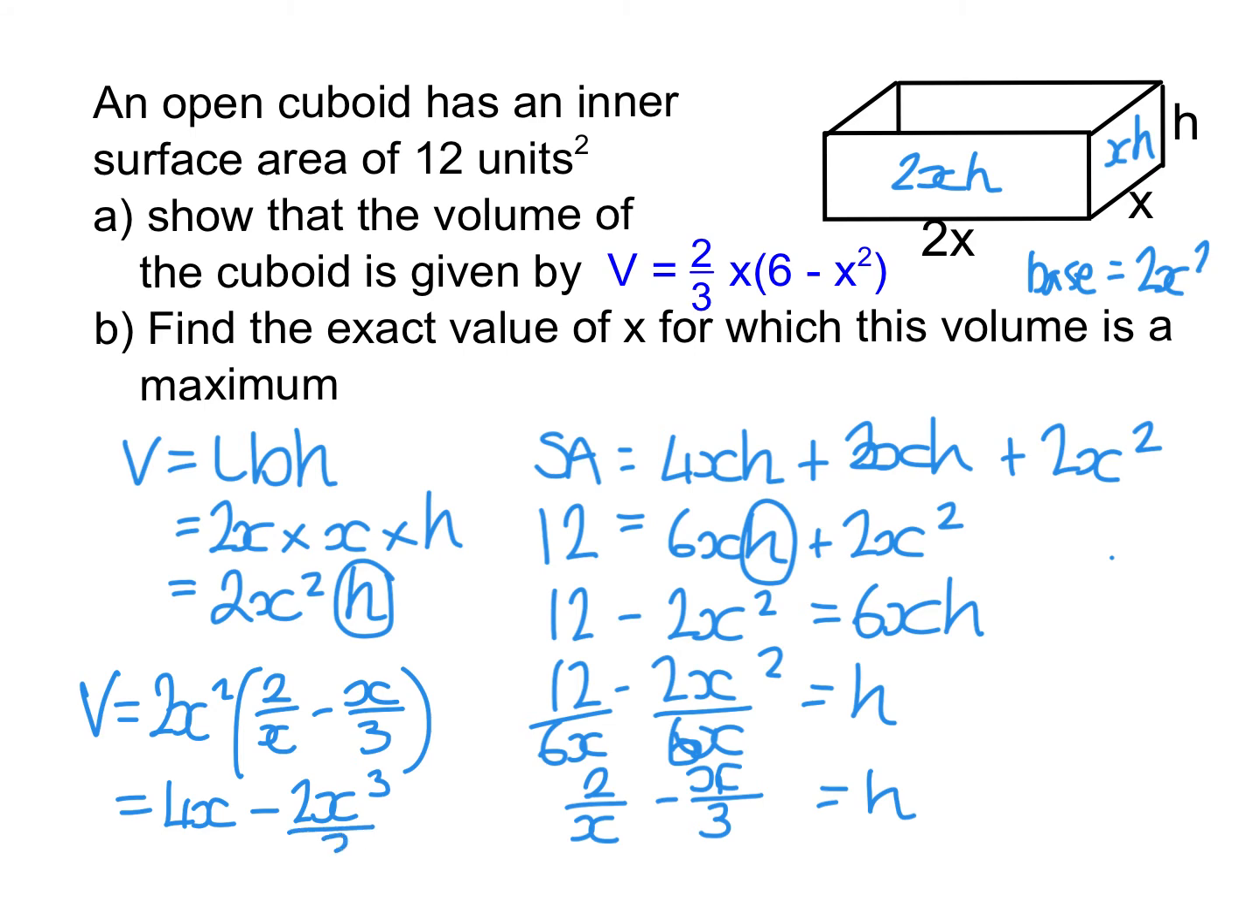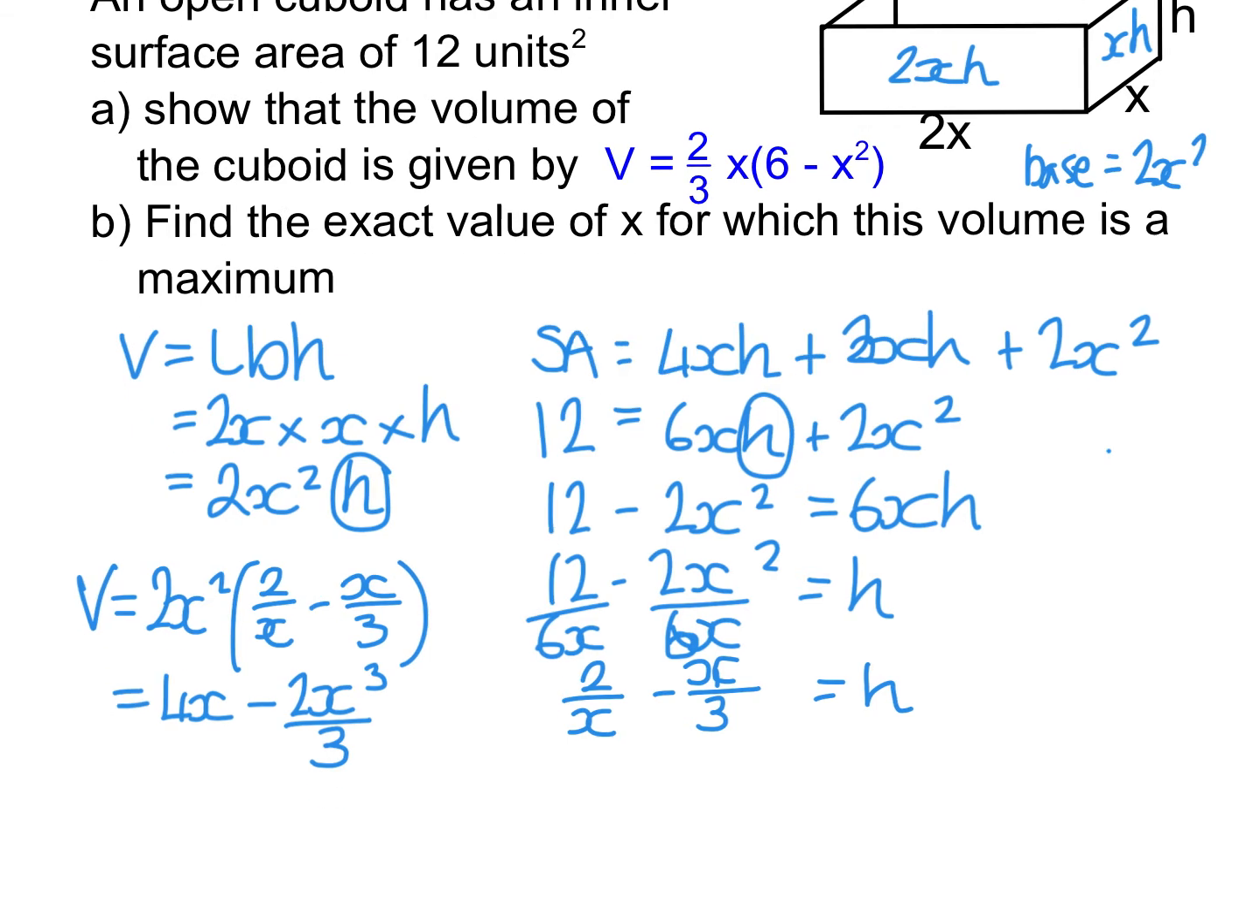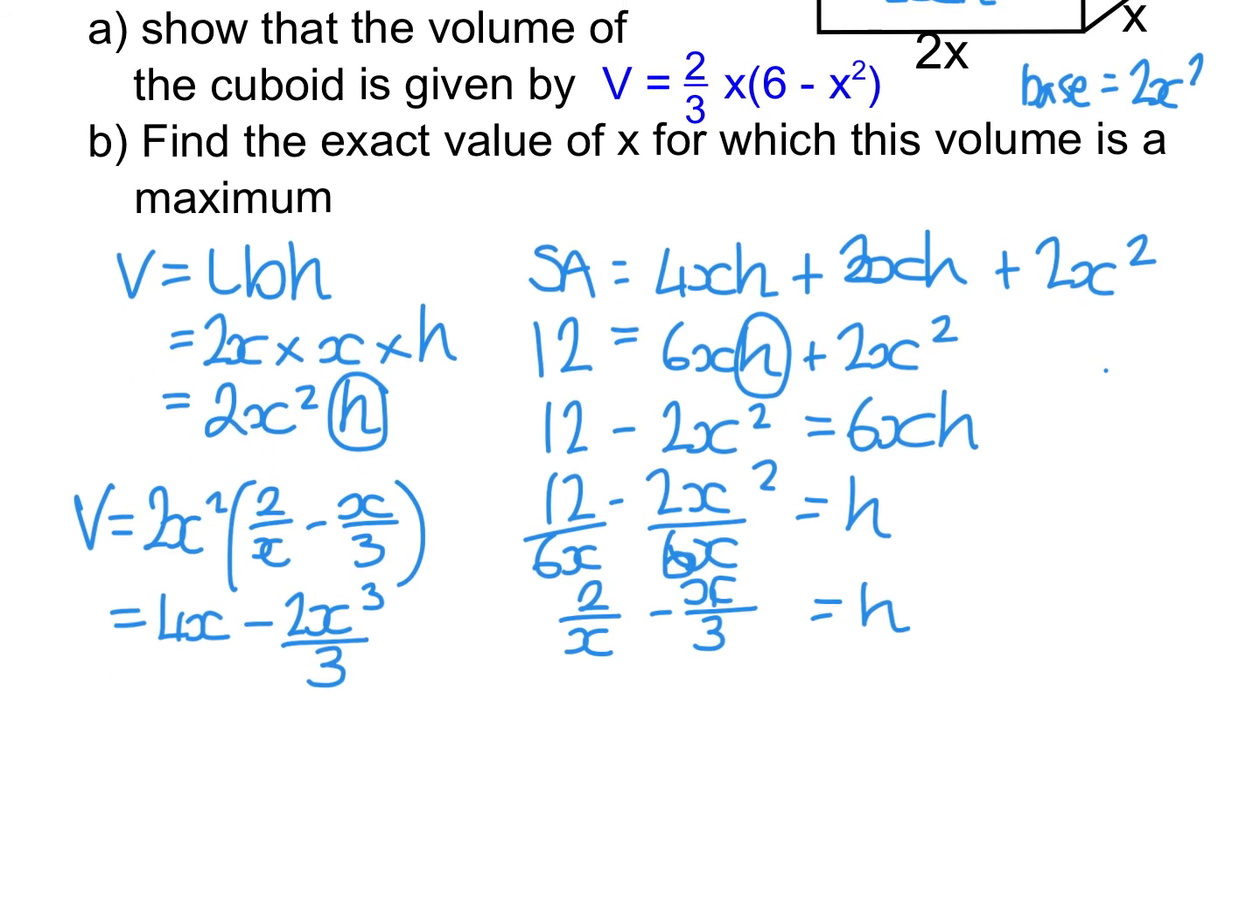cubed all over 3. Now that still doesn't look quite like what they've got. However, I can get it to that. They've taken out a common factor of 2/3 x, so I'm going to do the same. So let's take out a common factor of 2/3 here. They both definitely have an x in common. So if I take out a common factor of 2/3 x, 4 divided by 2/3 is the same as 4 times 3 over 2. 4 times 3 over 2 is 12 over 2, which is just 6. So that gives you 6.